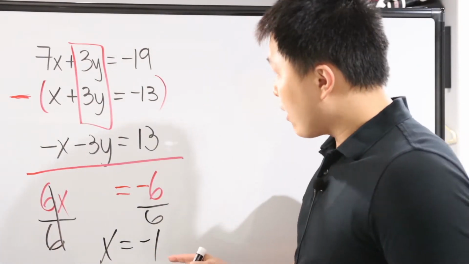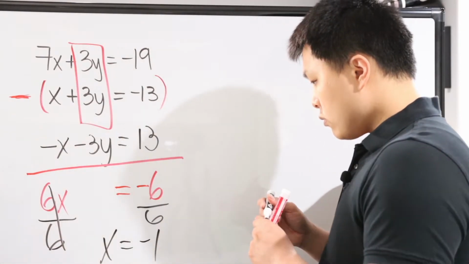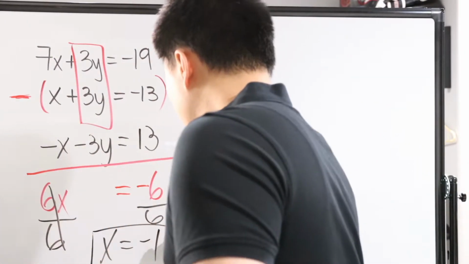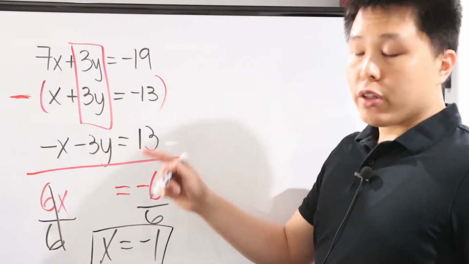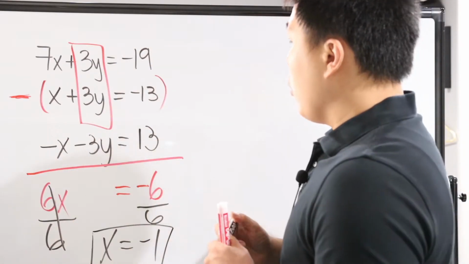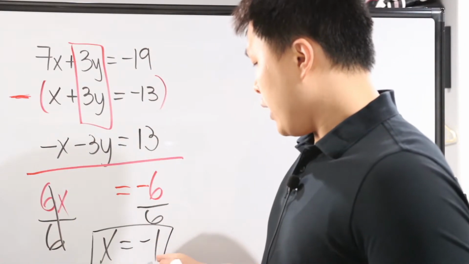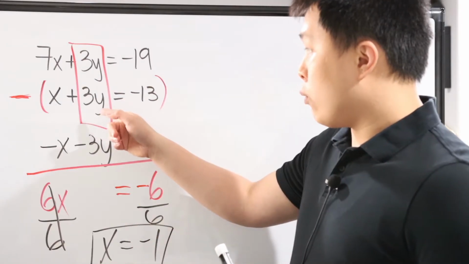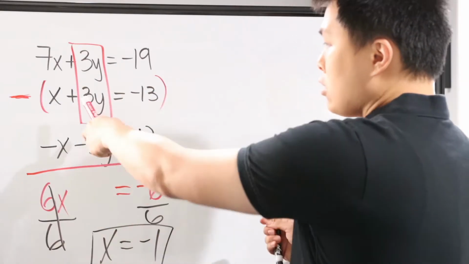So we have that first. Now, this is one of our answers. What we're going to do is pick one of the original equations, ignoring everything else, ignoring all that red mark and all that stuff. We're going to plug in x as negative 1 and figure out what y is. Well, in this case, let's just look at the bottom one.